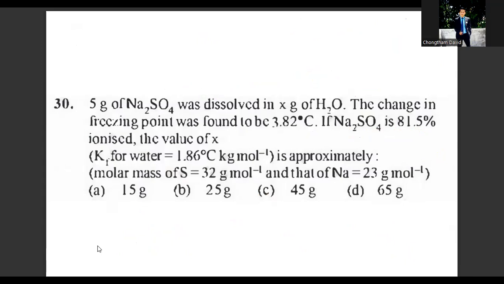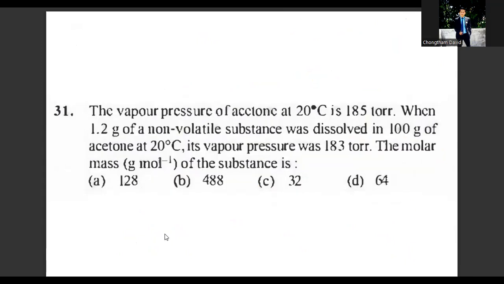Let us read question number 31. The vapor pressure of acetone at 20 degrees Celsius is 185 torr. When 1.2 gram of a non-volatile substance was dissolved in 100 gram of acetone at 20 degrees Celsius, its vapor pressure was 183 torr. The molar mass of the substance is.